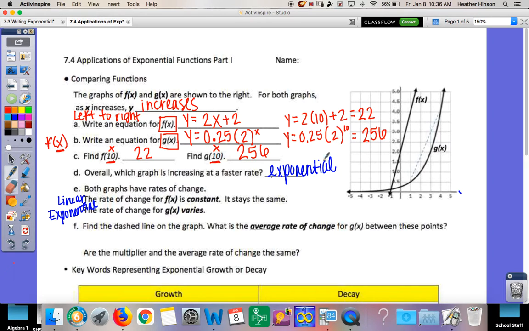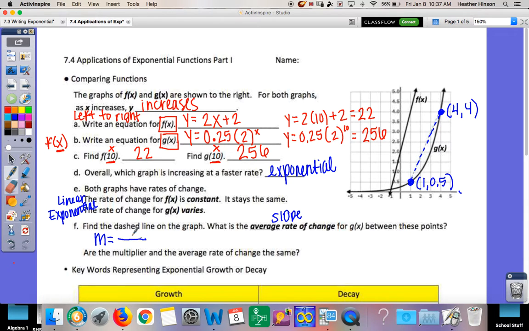So find the dashed line on the graph, this one right here. What is the average rate of change? That just means slope for g of x between those 2 points. So between 1 and 4. So this is 1 and 0.5. And this is 4 and 4. How do you find slope? We can do your slope formula, or you can do rise over run. I think I'm going to do slope formula.